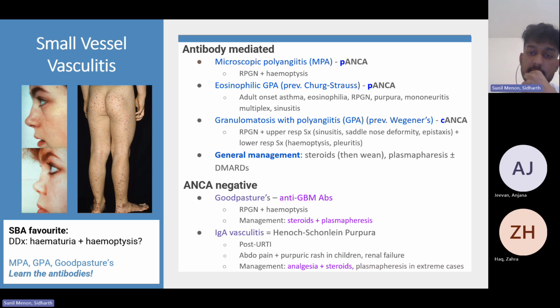It's a wide variety of presentations, as you can tell. Standard management: steroids, plasmapheresis, DMARDs, plasma exchange. Microscopic polyangiitis is a small vessel ANCA vasculitis. It's mixed. You can get both P ANCA and C ANCA, but P ANCA is slightly more common. You can get fever, renal impairment, a rash. Again, it's kind of a mix of the features of the two conditions below.